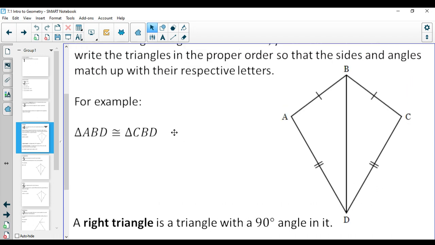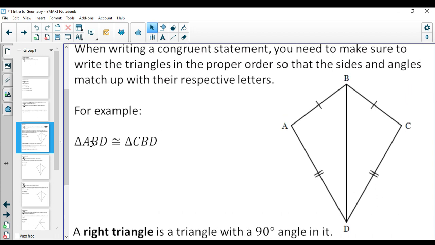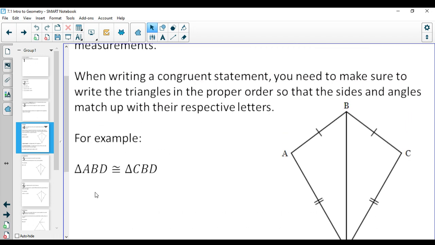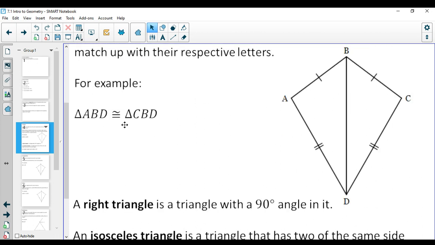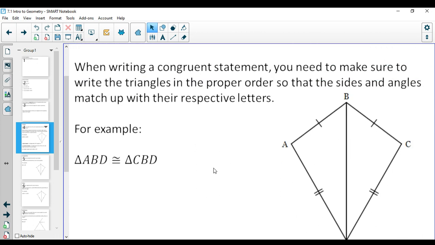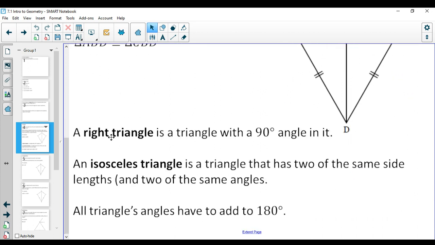And we talked about triangles and how, if we write a congruent statement, and by congruent statement I mean I'm saying two triangles are congruent, I have to match up their angles and sides appropriately, because if I move them around, that's not necessarily true. Right triangle, you guys know what that is. Again, an isosceles triangle is a triangle that has two of the same side lengths.